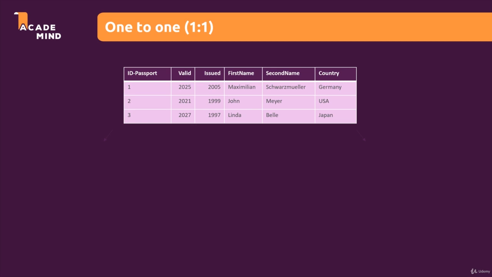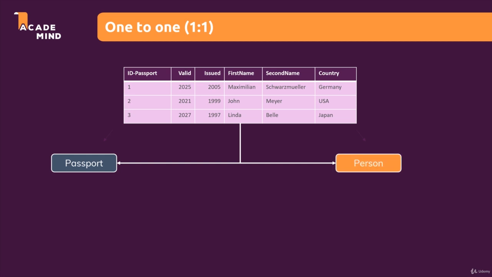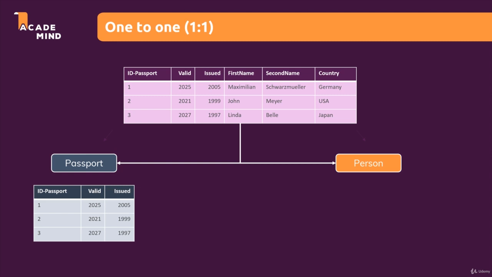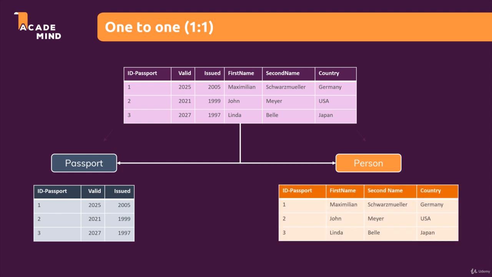Now you could say that you want to split this table into two separate tables. One table containing the passport-related information, and the other table containing the person-related information. This would mean that the passport table would contain the passport ID, the validity, and when the passport was issued. And the person table would contain the information about the person, so first name, second name, and the country where this person is living.